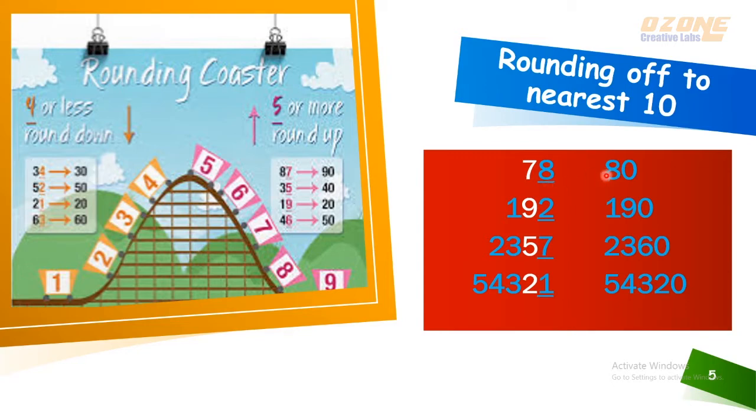So first we will see the examples given here. 78 is given. Here the units place is 8, which is greater than 5. So to make it 0, what we will do is 7 will change to 8, so that the number will become 80.